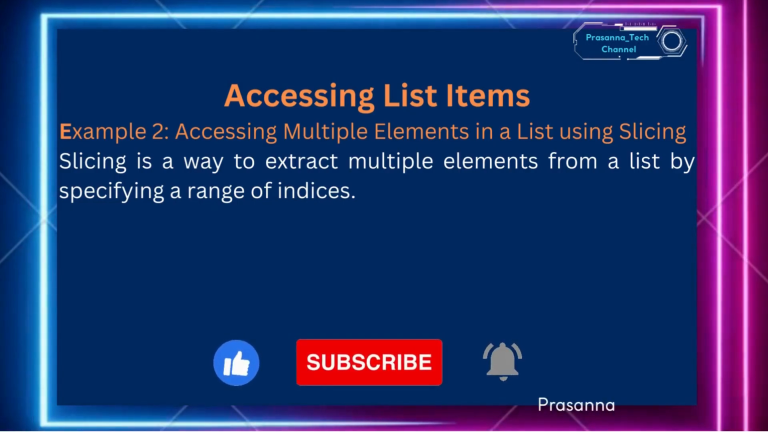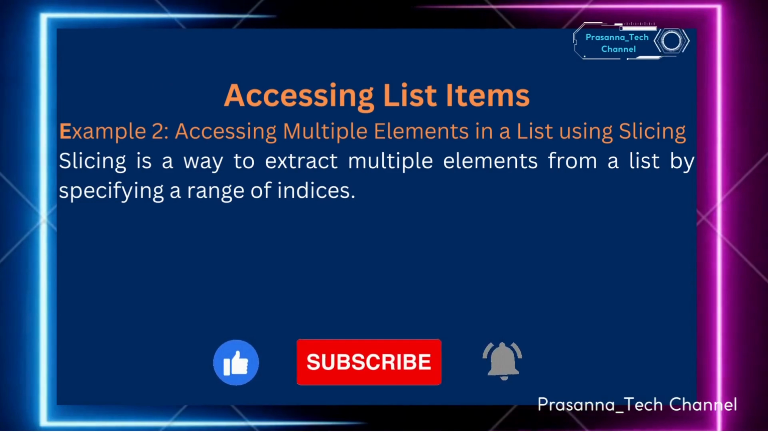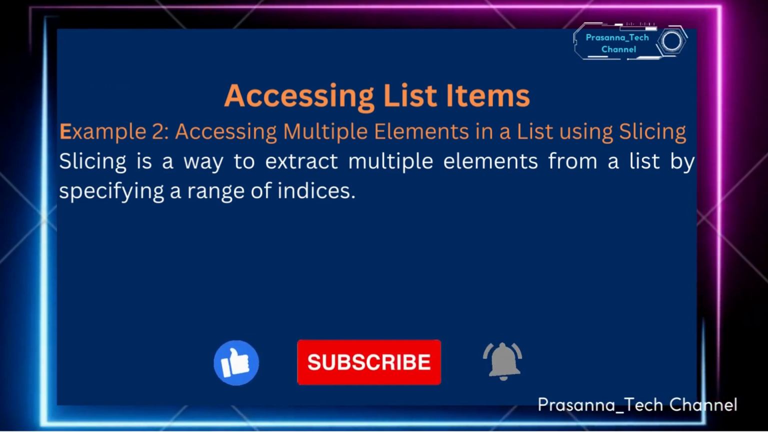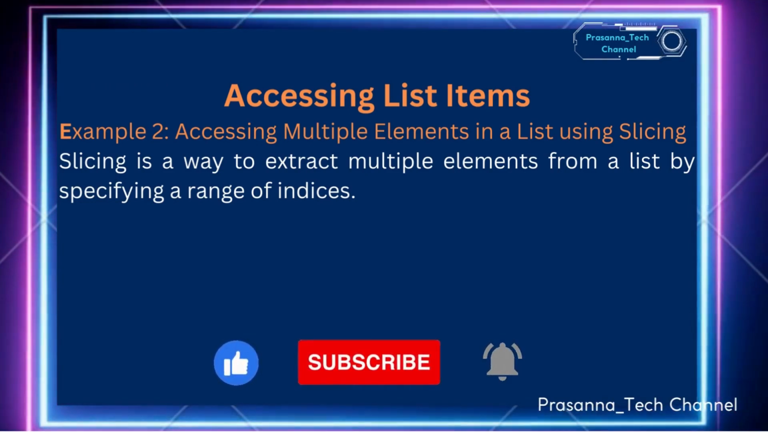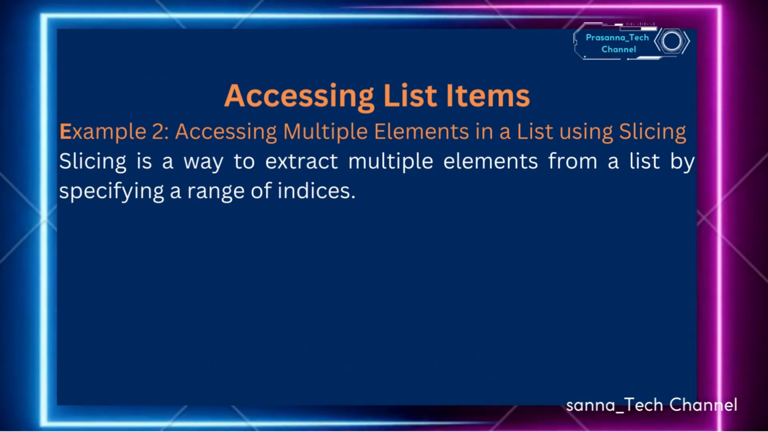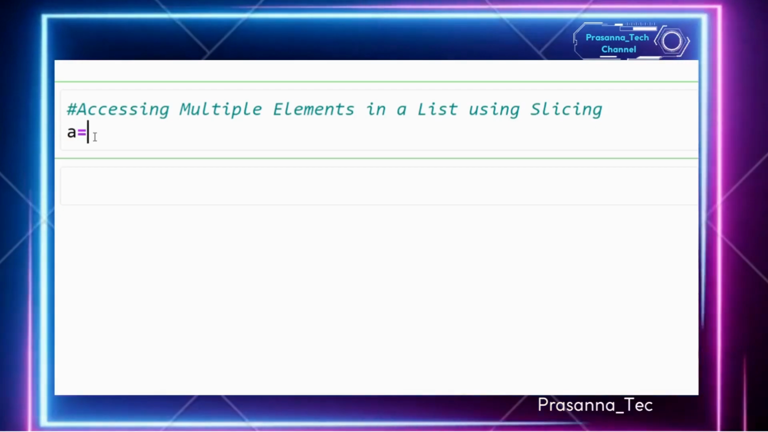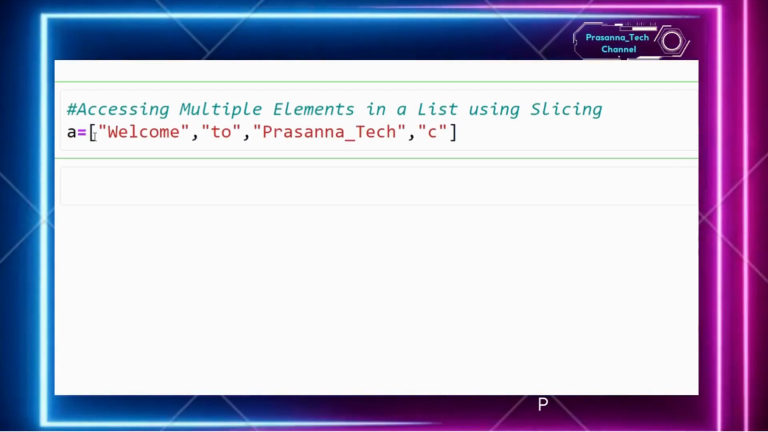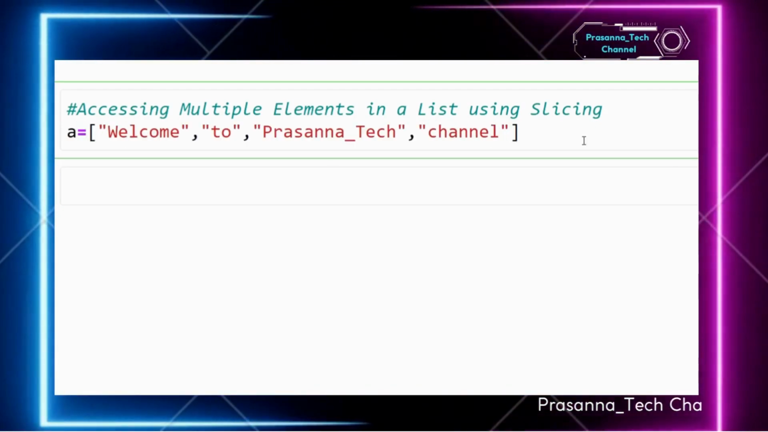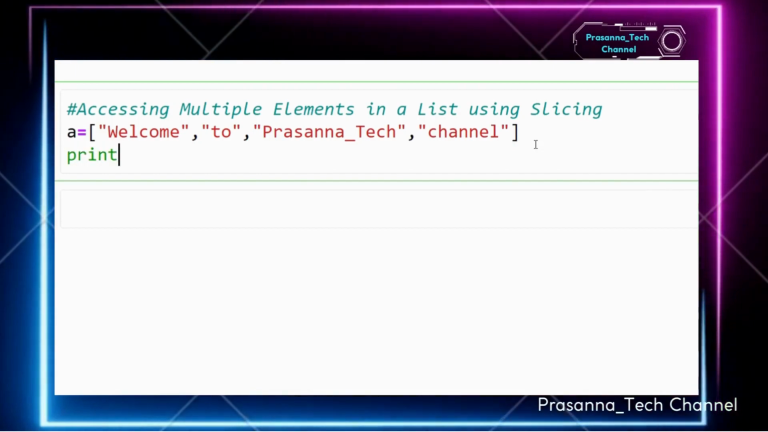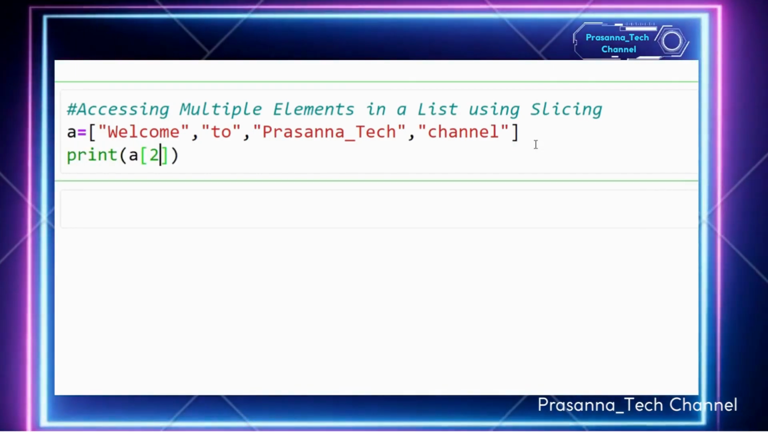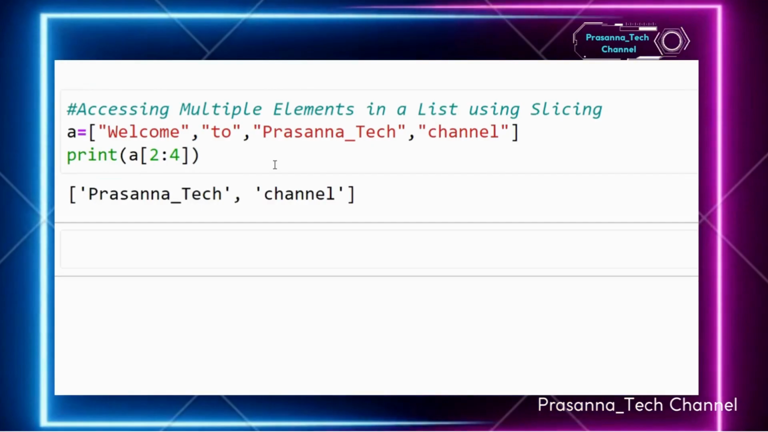So second example, accessing multiple elements in a list using slicing. Slicing is a way to extract multiple elements from a list by specifying a range of indices. Let's take an example. A equals to welcome to Prasanna Tech Channel. Print A[2:4]. The result is Prasanna Tech Channel.